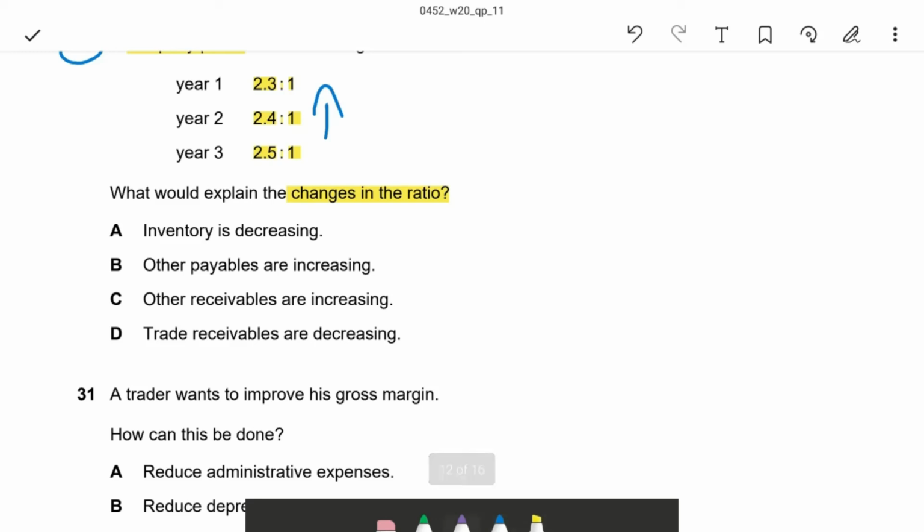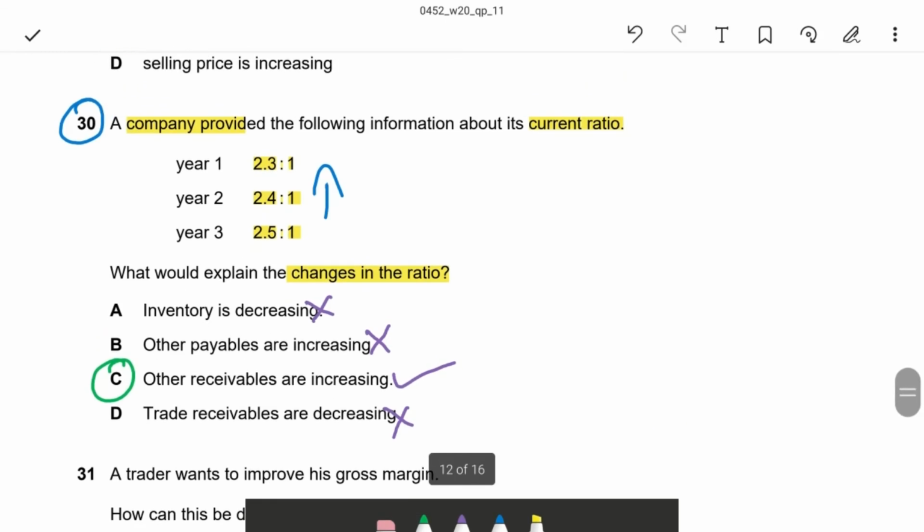So the options given: inventory decreasing. No, when inventory increases, current ratio increases. Other payables increasing. Liability increasing means current ratio will decrease. Here the current ratio is increasing, so that is wrong. Other receivables increasing. Other receivables means current assets increasing. Trade receivables decreasing? No. So the correct option is when current assets increase, current ratio increases. Option C is the correct answer.